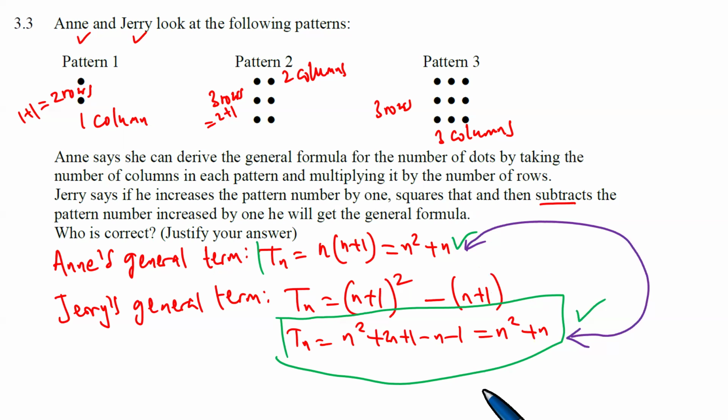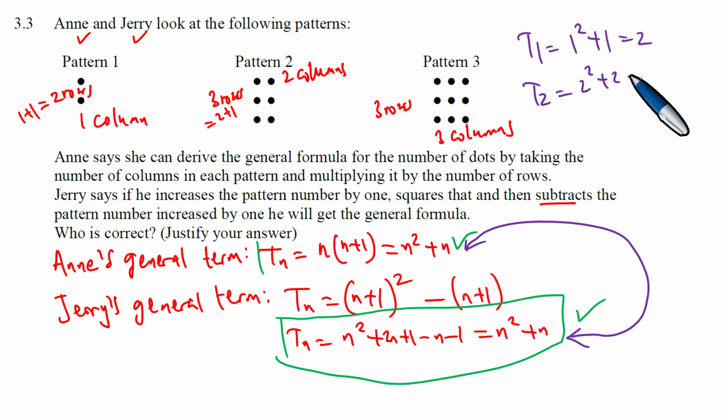So as a consequence, what we're able to see, so T1 is 1 squared plus 1 using both formulas, which is 2. T2 is 2 squared plus 2, which is 4 plus 2, which is 6. T3, which is 3 squared plus 3, which is 9 plus 3, which is 12.